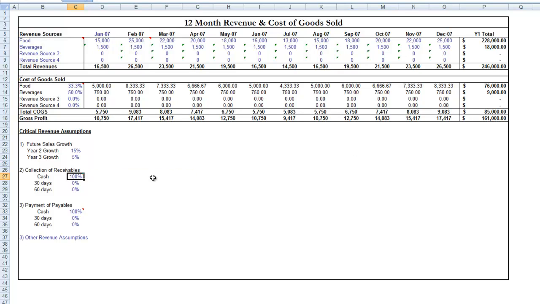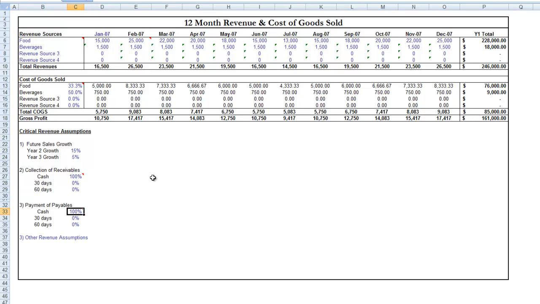For your business, collection of receivables. For us, we got paid cash, credit card or check. Those are all cash because you're not waiting 30 days or 60 days to get paid. If you do business to business, you might have half your sales cash and half of them credit. Note that this has to equal 100%, otherwise you're not collecting all of your sales. So when you do it, make sure it equals 100%, 40 or 50% and 50%, or whatever it is. For us, it was 100% cash.